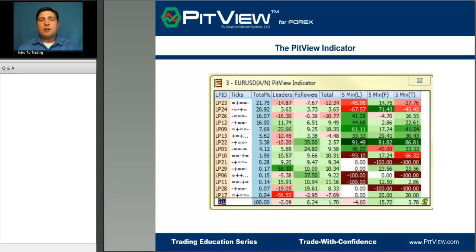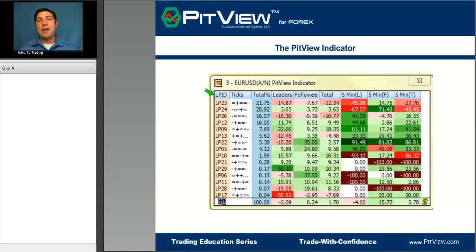So looking at the PitView indicator overall, let me just introduce it to you and show you how it's doing this, how it's helping you at that point of impact. So I have the PitView indicator up here for the euro dollar during the New York session. Now let's go left to right in here, and I'll explain some of these columns to you. The LP ID is liquidity provider ID. The beautiful thing about having this type of information is that we have it. It's information that most people do not have in the Forex market.